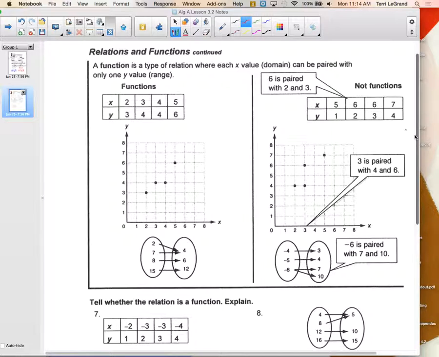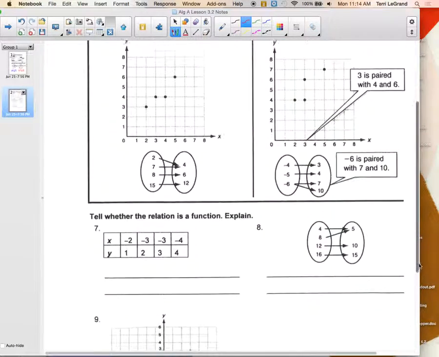When is a relation a function? It says a function is a type of relation, so a function is always a relation, but not every relation is a function. Because here's what has to be true. Each x value, and I want you to start putting a box around this, each x value, each domain value can be paired with only one y value, one range value. And it's the x that controls the situation. So every x, each x can only have one y.